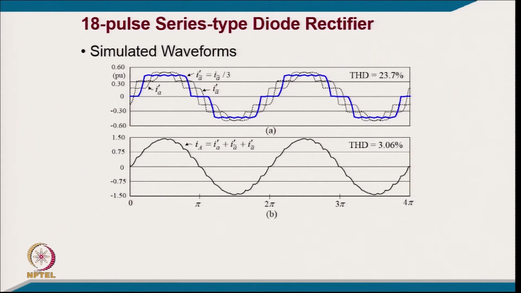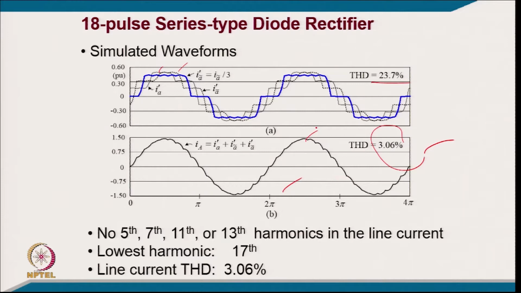So, you can see the kind of waveform. You have 3 converters here, and each converter has a THD on the order of 23.7%, but in 18 pulse you are getting 3.06% in the supply current. Ideally it should be around 10 to 12% approximately for 18 pulse, but in place of that you are getting 3%. This is the effect of leakage reactance, that you are getting a very smooth current. The 5th, 7th, 11th and 13th are eliminated. The lowest harmonics will be the 17th and 19th, and the THD here is 3.06%.